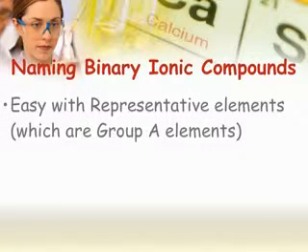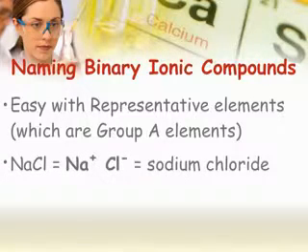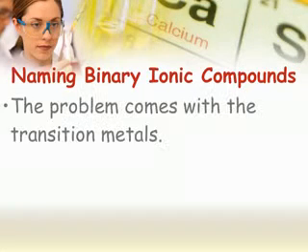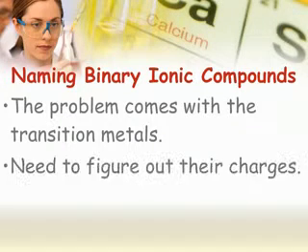With your group A, of course, it's a piece of cake. Write the metal, then write the nonmetal. For example, NaCl, sodium ion, chloride ion, it's called sodium chloride. Magnesium and the bromide ion, magnesium bromide. Piece of cake. The problem, of course, is the transition metals. You've got to make sure you know their charges.